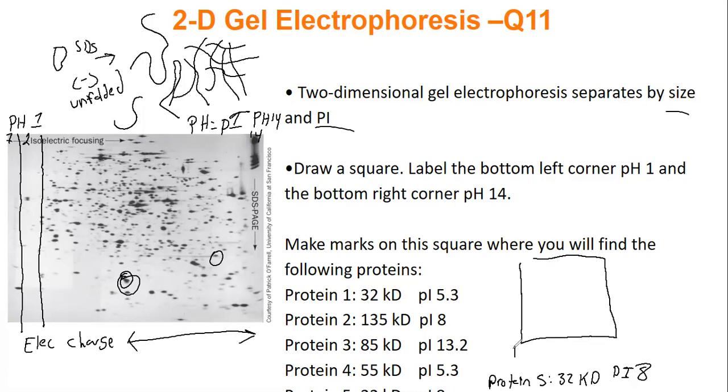And on the bottom left corner, we're going to put pH 1. In the bottom right corner, we're going to put pH 14. I want you to try and determine for these 5 proteins, for these sizes and PIs, on this square, tell me where they're going to be found. Predict where they're going to be found on 2D gel electrophoresis if they have these characteristics.